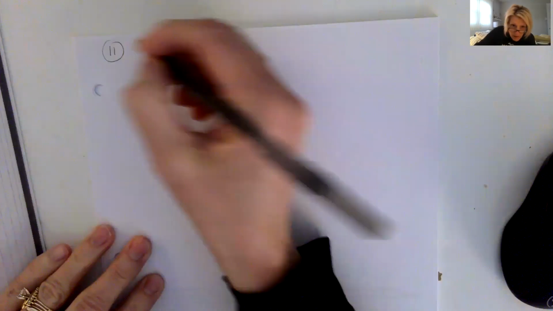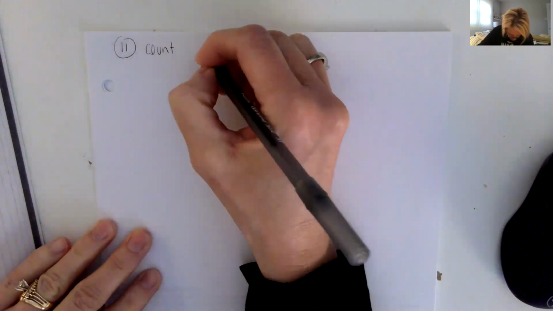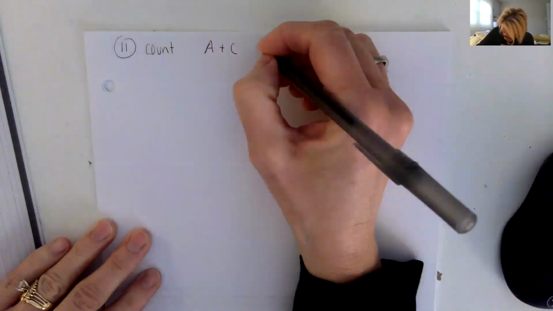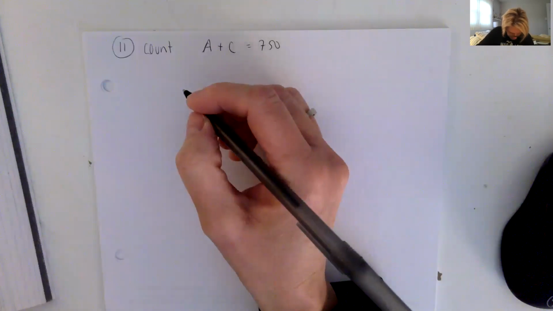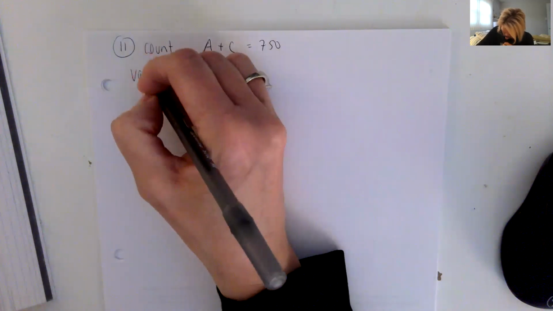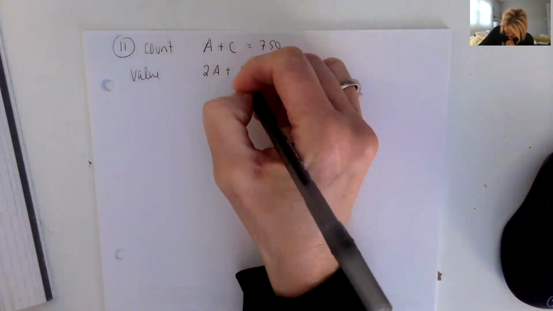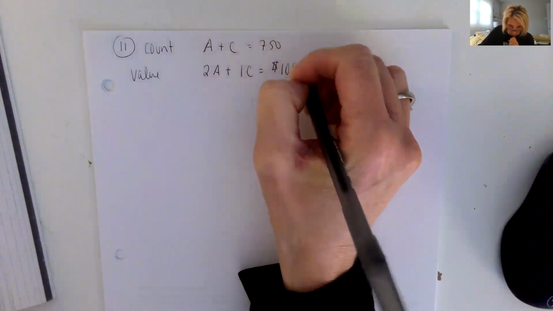Okay, so our number 11, the count equation means that we have, I'm going to say A plus C for adult and children. There were 750 tickets total. And the value equation is the adult tickets were $2 times the adult plus $1 times the children, and it brought in $1,090.